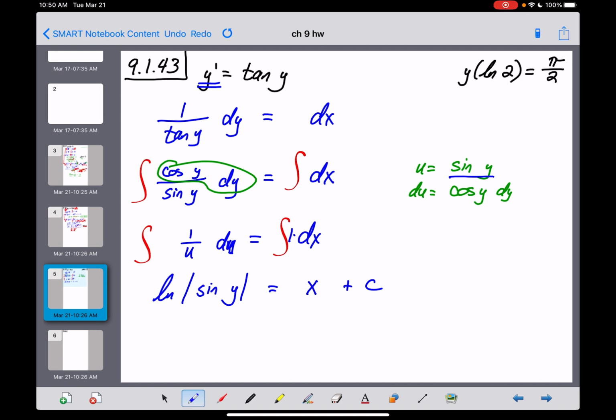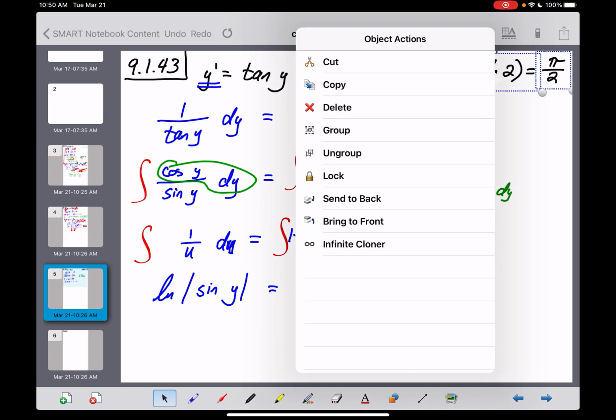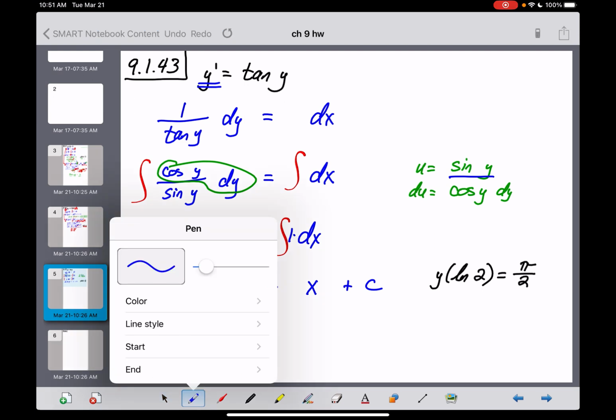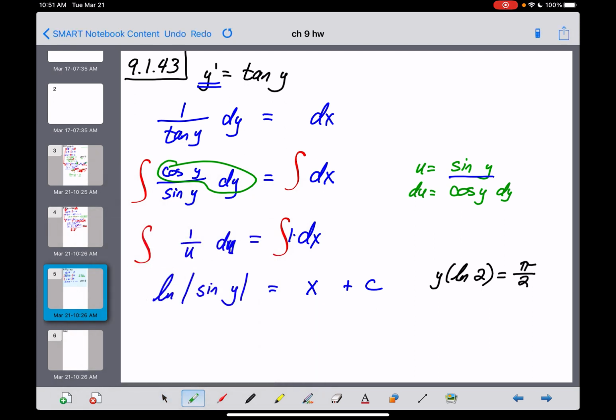Now, I'm looking at the initial condition right here, and I'm trying to determine if I think it's a better idea to try to find C right now or to come up with C later. I don't think it's going to be too bad, and I almost always do it right now, so let me go ahead and try that.